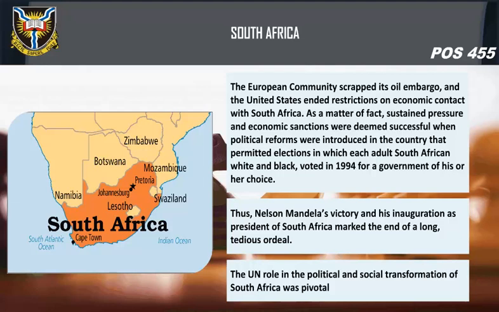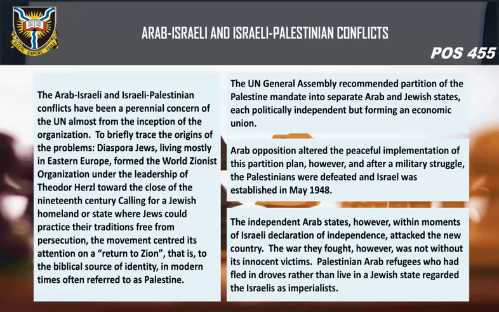country that permitted elections in which each adult South African, white and black, voted in 1994 for a government of his or her choice. Thus, Nelson Mandela's victory and his inauguration as President of South Africa marked the end of a long, tedious ordeal. The UN role in the political and social transformation of South Africa was pivotal.